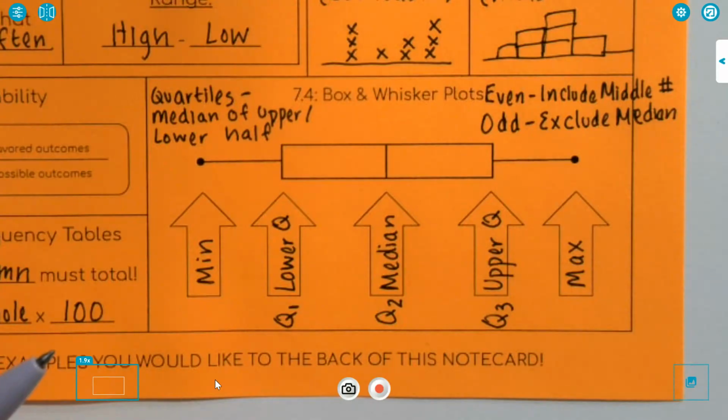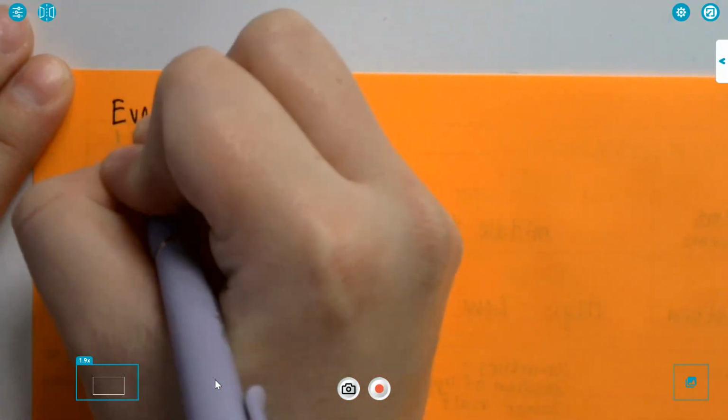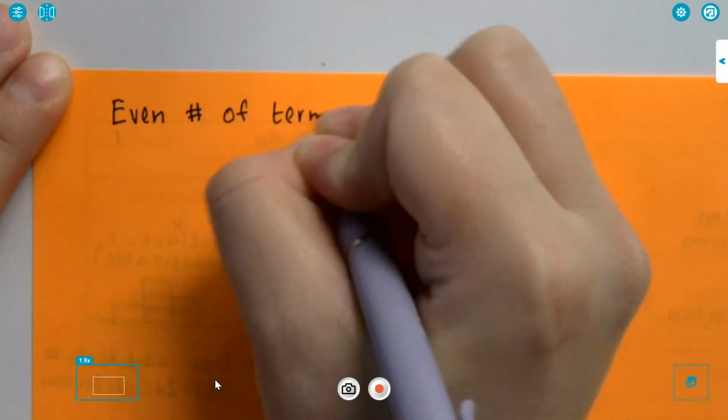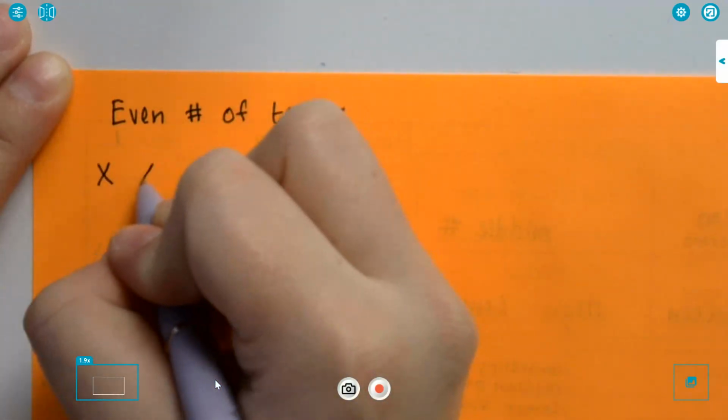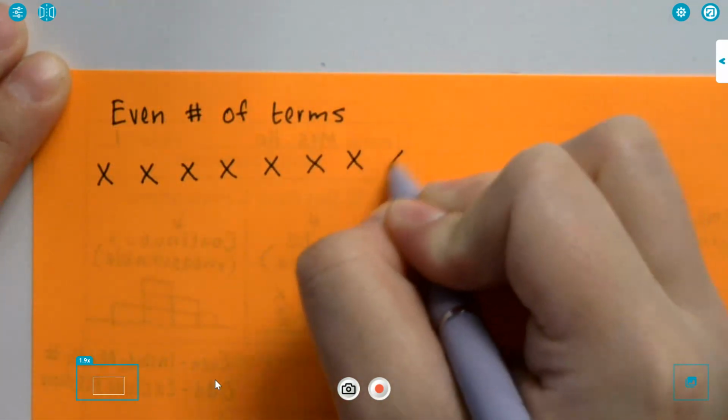Okay, so flip this over. I am going to draw 8 X's. So if this is an even number of terms, draw 8 X's. 1, 2, 3, 4, 5, 6, 7, 8.